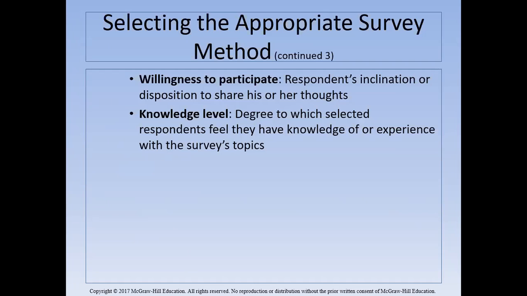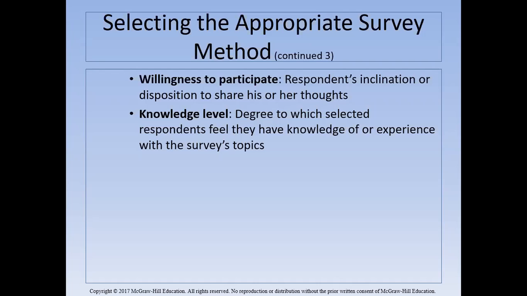The other thing is willingness to participate and the degree of knowledge. If you're doing a survey in Canada, for example, and you're asking about the Kashmir problem, I don't think most people in Canada would be able to respond to that question. So the degree of knowledge really affects people's answers.